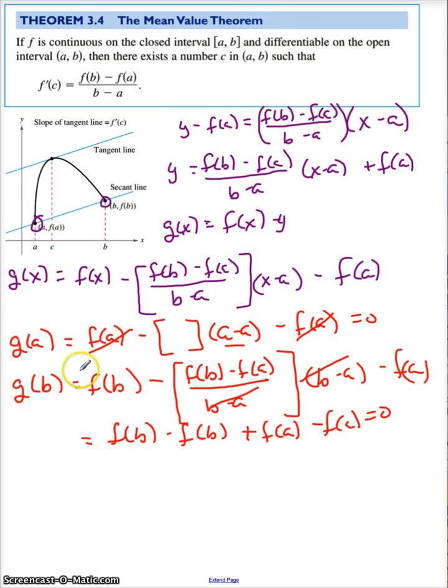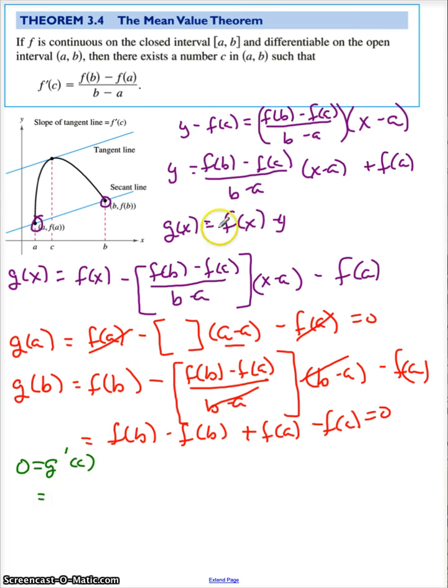All right, so I know f is continuous, and since f is continuous, g is also continuous, and they're also both differentiable. So I can apply Rolle's theorem to g, so that I know that 0 has got to equal the derivative at some point in there.